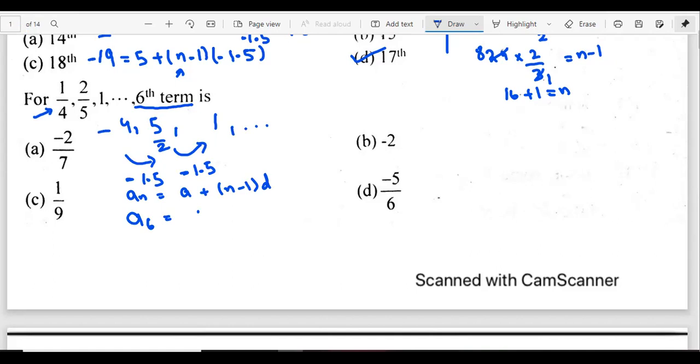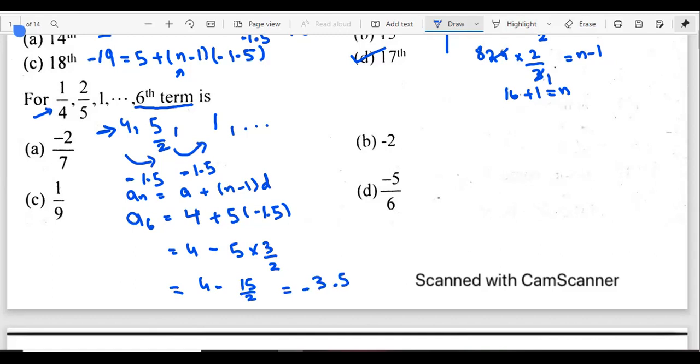Four. Very good. So 5 into the common difference, 4 minus 1.5, can be written as 15/2. Now you can think about it this way. 15/2 is basically 7.5, which is going to give you 4 minus 7.5 basically. Now this is minus 3.5, and minus 3.5 is obviously not the answer. We will divide it by minus 3.